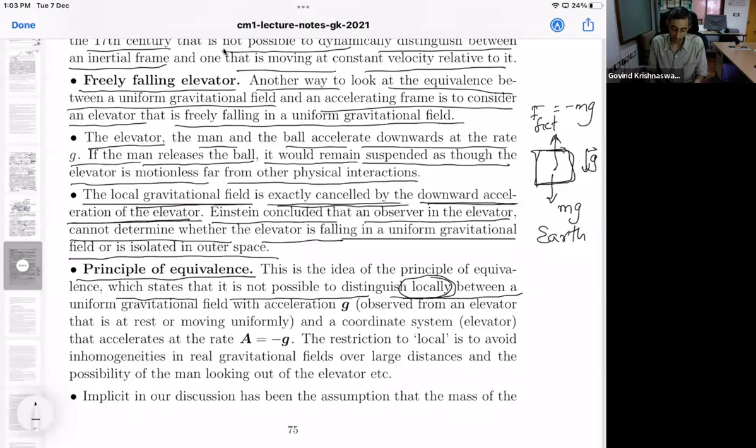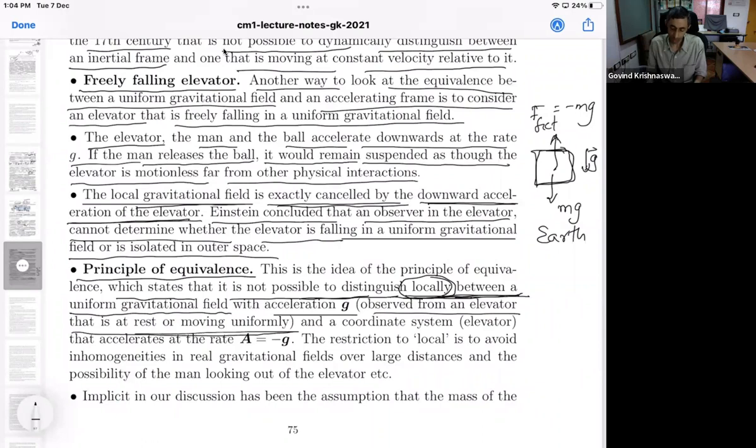And even the magnitude itself may change a bit, because the Earth is not perfectly spherical and so on. So it's not possible to distinguish locally. Locally also means without looking out of the elevator and doing such things, or making a phone call to somebody else and asking, is my elevator falling? Such things. So distinguish locally between a uniform gravitational field with acceleration g, observed from an elevator that is at rest or moving uniformly.